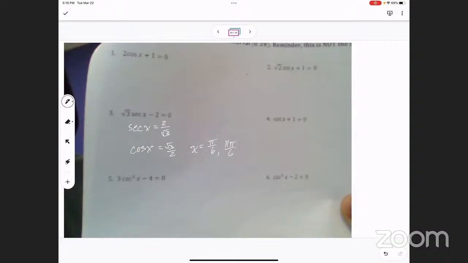Wait, what is quadrant 4? Positive, negative. Let's think, cosine is your x. And where is the x positive? To the right, which is quadrants 1 and 4.